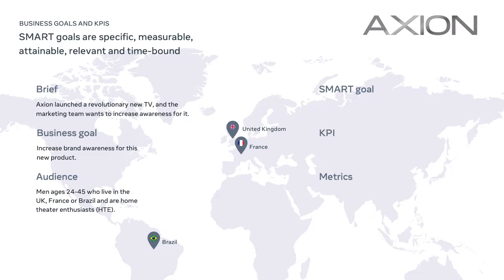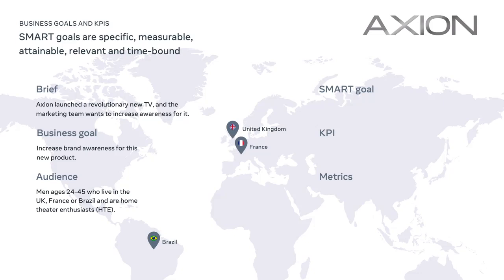The marketing team identified their audience for the new product as men aged 24 to 45 who live in the UK, France, or Brazil and are home theatre enthusiasts, or HTEs. The team's business goal is to increase brand awareness for this new product, so let's turn this into a SMART business goal. As an analyst, the measurement should align with the strategic initiative of the business.